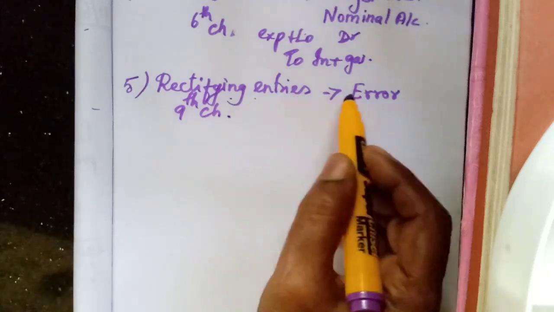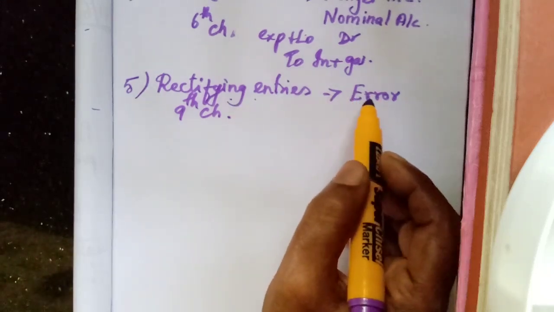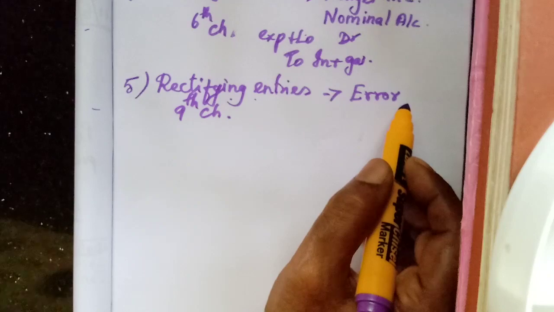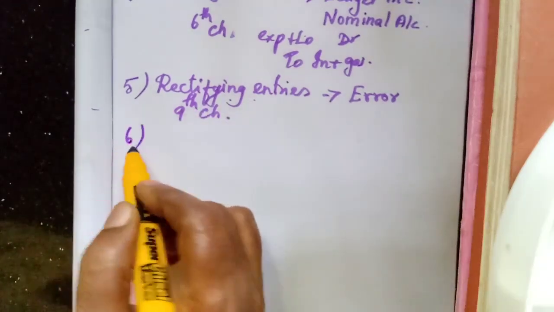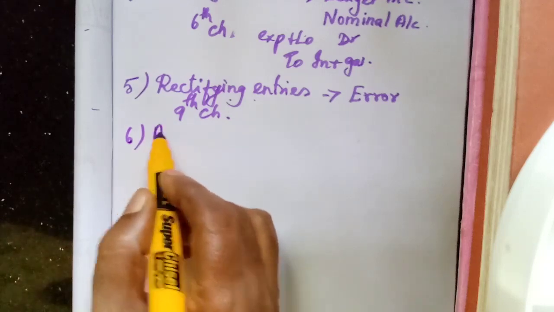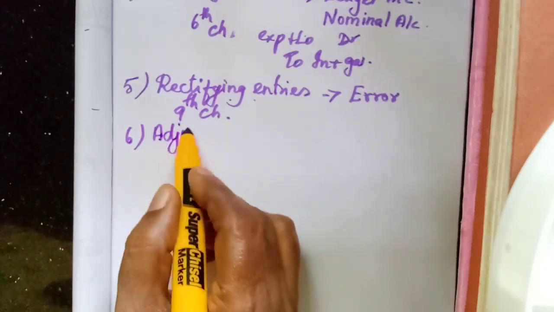So if there is any error at the time of preparing accounts, that will be corrected or rectified by the preparation of rectifying entries. Understood? Then the next type, adjusting entries.